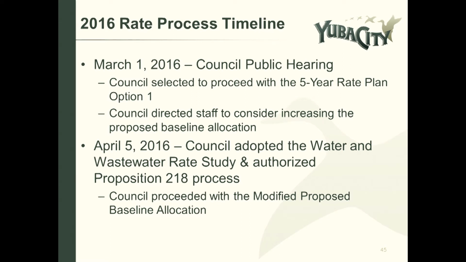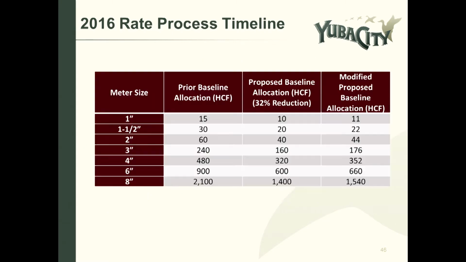On March 1st, 2016, Council conducted a public hearing and selected to proceed with the 5-year rate plan option 1, which was the O&M expenses, debt service, and the priority 1 and 2 projects. But they directed staff to consider increasing the proposed baseline allocation. A lot of our customers came forward and expressed concern about reducing that baseline allocation. On April 5th, Council adopted the water and wastewater rate study and authorized the Proposition 218 process and proceeded with the modified proposed baseline allocation.